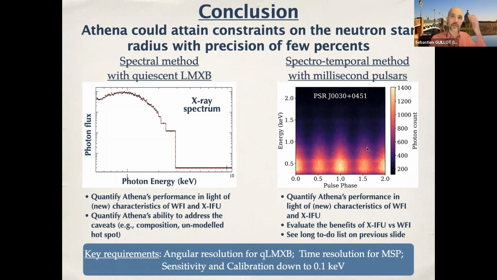Another requirement for those two methods would be good sensitivity and a well-calibrated response all the way down to 0.1 keV. A lot of the information that we extract from those sources comes from below 0.5 keV. Those are very small, low temperature emission. So if we can constrain that fairly well down to 0.1 keV, that would be great. And I'm done, and I'm so sorry for speaking for almost 50 minutes.